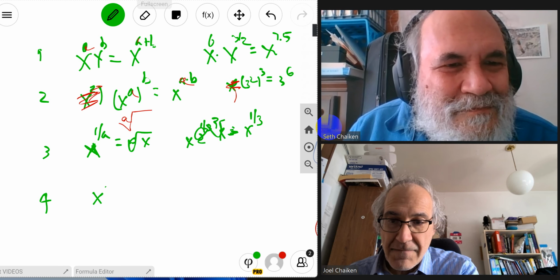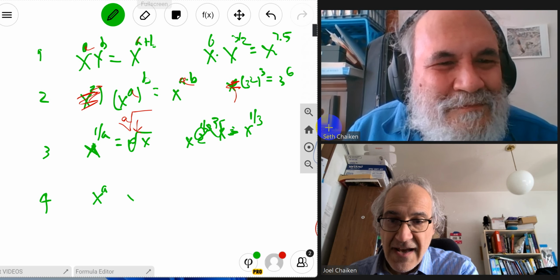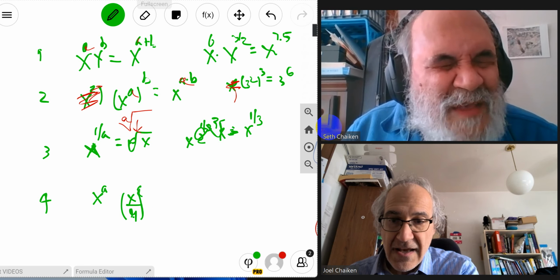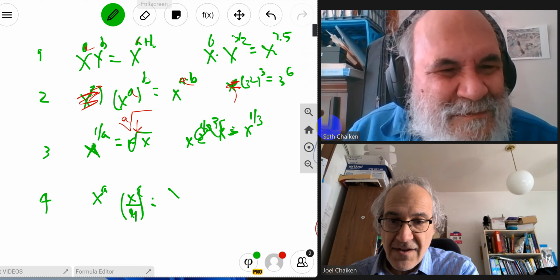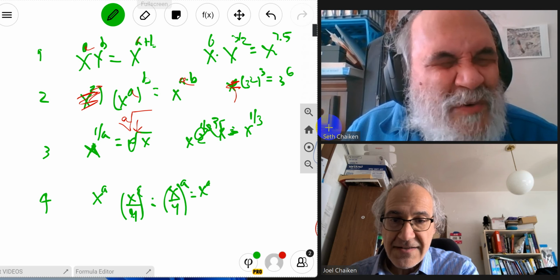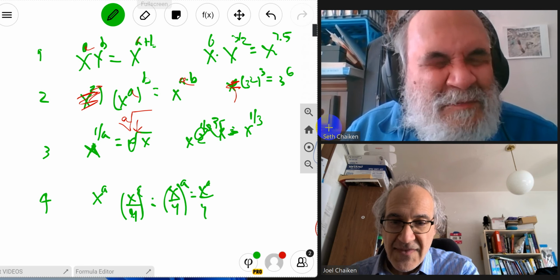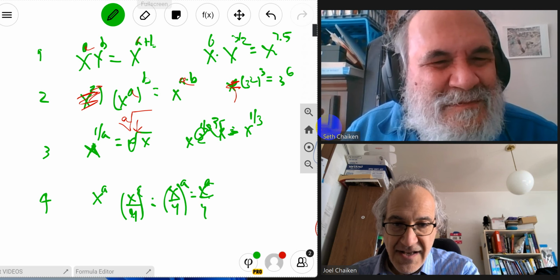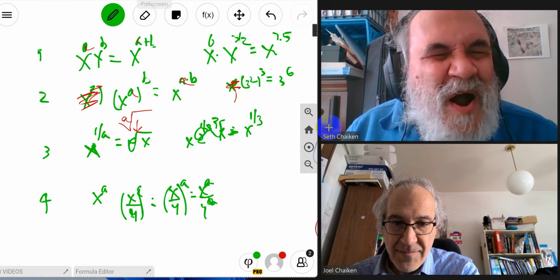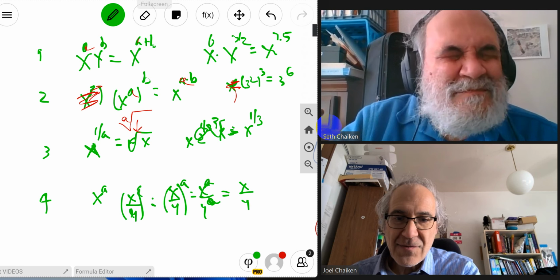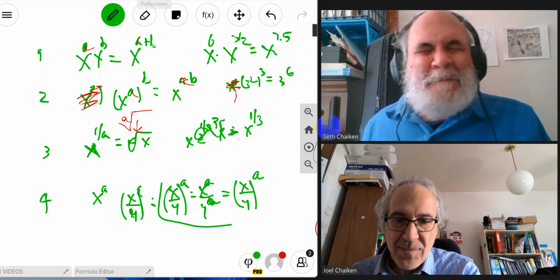x over y to the a power is equal to x to the a power divided by y to the a power. Yeah, x over y to the a power is x to the a power divided by y to the a power. So you may have to go both ways on this one.